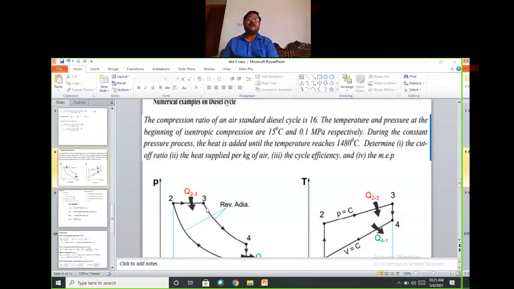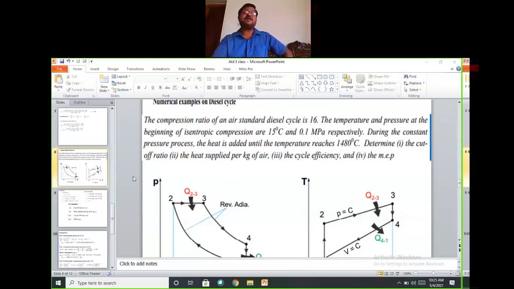I'll read this problem. Compression ratio for air standard diesel cycle is 16. Compression ratio is r suffix c, that is nothing but V1 by V2, the initial volume divided by the final volume in the compression.